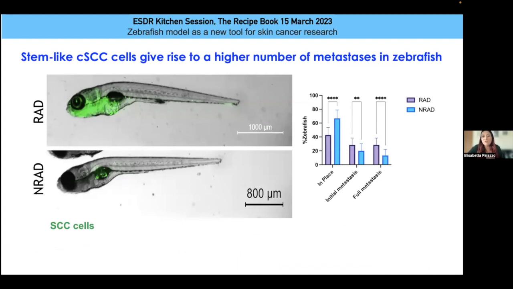And this is what happened. We were able to demonstrate that the model is able to maintain the characteristics of the cells from the patient. You can see here that we have a higher number of metastases from what we call RAD, the rapid adhering cells, and collagen 4, which are the stem-like cells, versus the lower number of metastases we obtain with the non-RAD cells, which are the more differentiating cells. We can perform this type of experiment, and we can perform expression and functional studies to obtain important information.